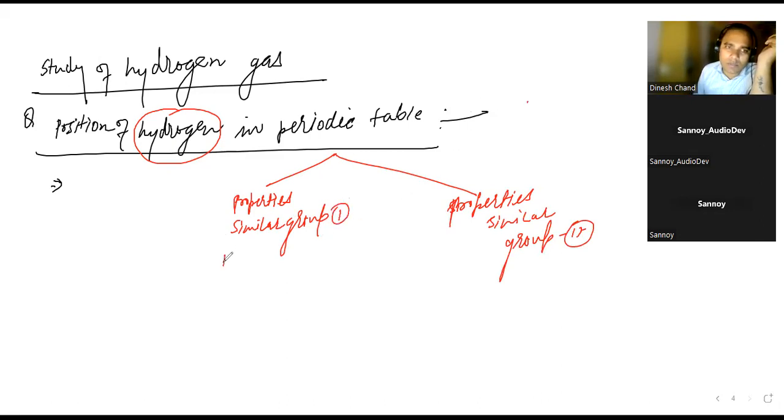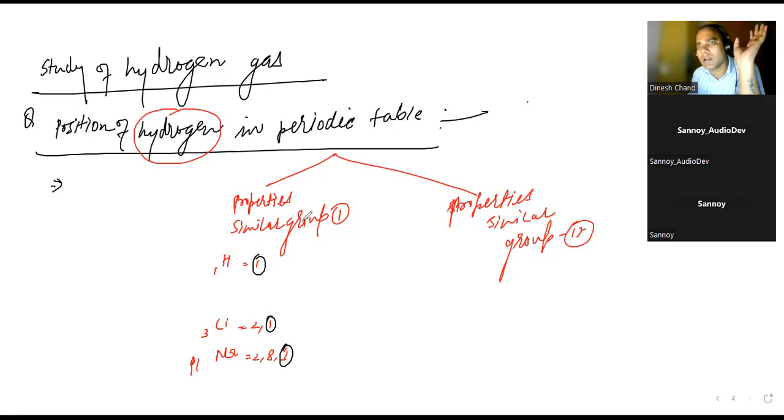Now if you talk about hydrogen, lithium, sodium, there is one valence electron. Hydrogen is 1, lithium is 2, 1, and sodium, atomic number 11, is 2, 8, 1. So if you see the basics, that is what you find: 1 valence electron. That is why it is kept in group number 1.